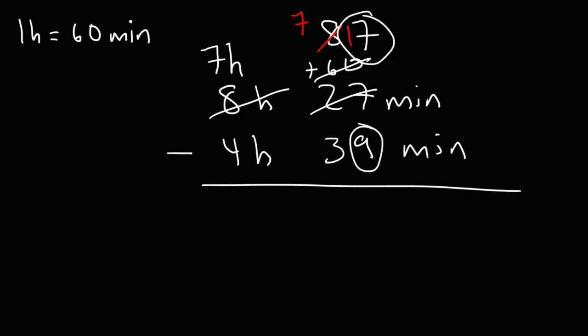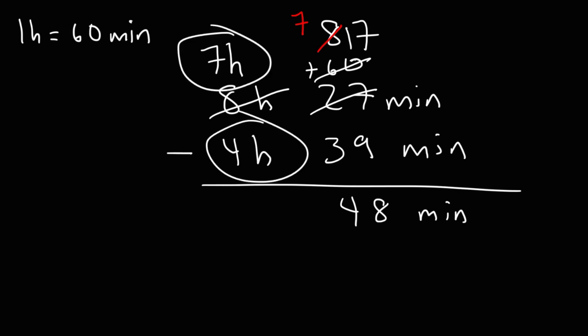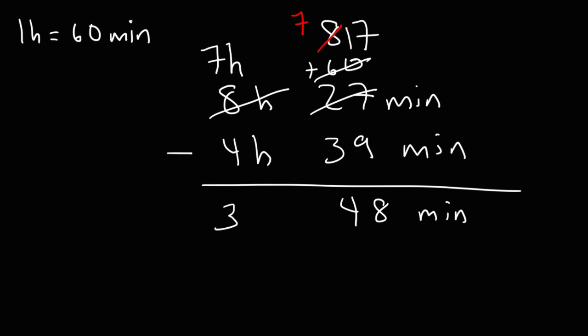17 minus 9, that's going to give us 8. And then 7 minus 3 will give us 4. So 87 minus 39 gives us 48 minutes. And now all we need to do is subtract 7 hours by 4 hours, and that is going to give us 3 hours. So this is our answer right here, 3 hours and 48 minutes.